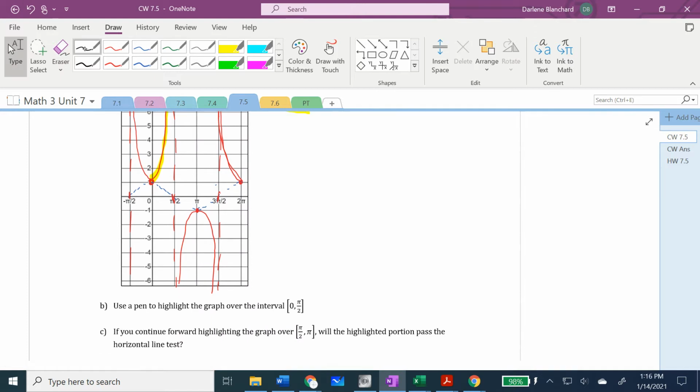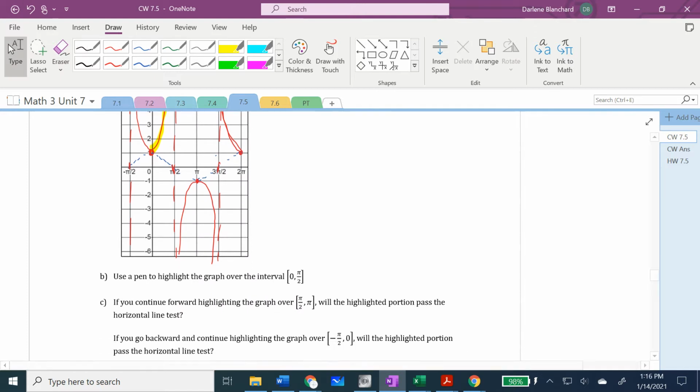So that means that continuing it to pi, it will, yes, pass the horizontal line test, but going backward, it will not. But now we're going to highlight 0 to pi.